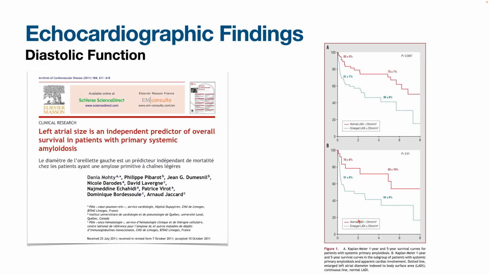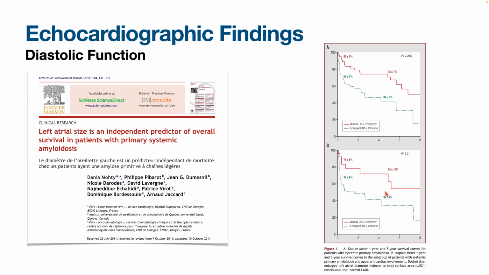amyloid. And they find out that when they use LA size adjusted for body surface area, the LA dimension index, among patients who have systemic amyloid versus cardiac amyloid, each of them will show that if you have a larger left atrial size, which is the turquoise line, the prognosis is much worse than patients with fairly normal left atrial dimension.